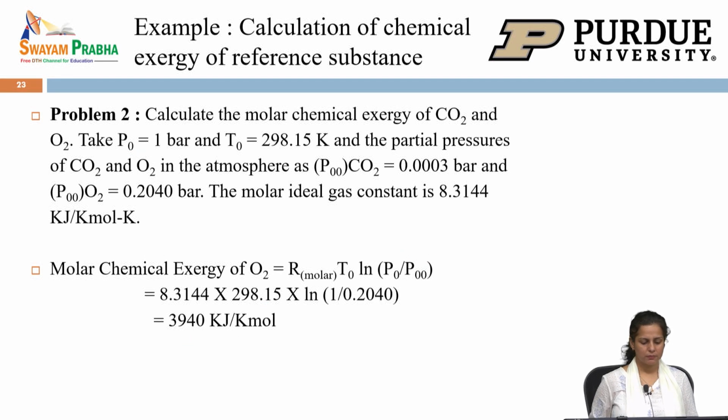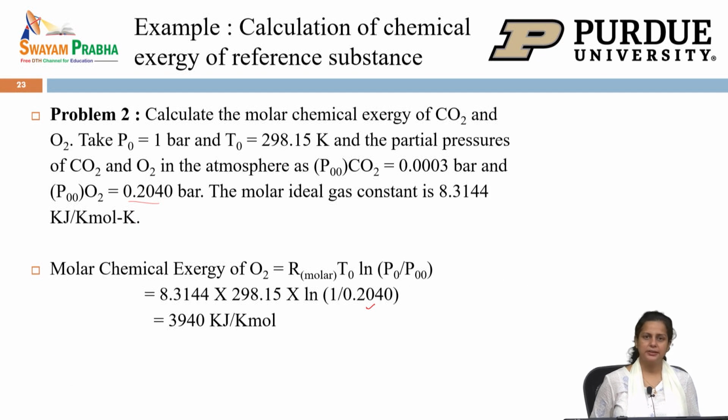For molar chemical exergy for O2, we have a similar process. Here the partial pressure of oxygen is 0.2040. So, we just substitute the partial pressure in the denominator, and you have P naught, which is the initial state, as 1 bar, and we calculate 8.3144 into 298.15 times ln of 1 divided by 0.2040, and that comes to be 3940 kilojoule per kilomole.